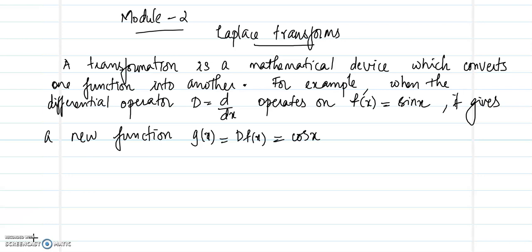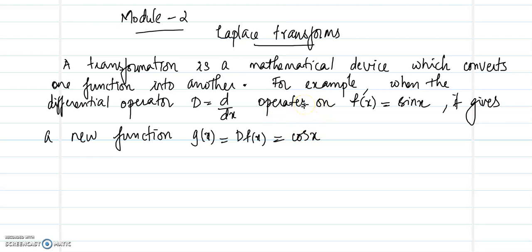Now by a transformation we mean a function which converts one function into another. So transformation is a mathematical device which converts one function into another. An example of a mathematical transformation is the differential operator. So when you apply D on the function f of x, D denotes the differential operator. So d by dx of sin x will give us the new function cos x. So that is an example of a transformation.